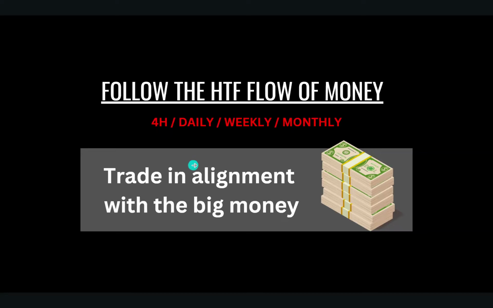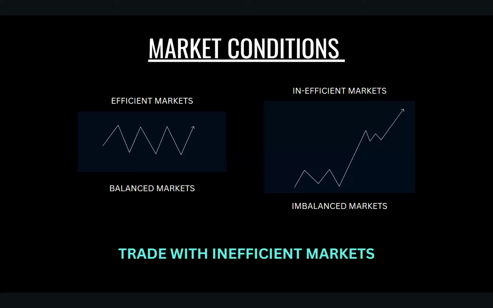So the key is to trade in alignment with the big money, because the big money is what moves the market. And you have to always think about this. That's why this is one of the most important parts of mastering this strategy, pretty much most strategies. So what happens is we get different market conditions. We get efficient market conditions, which is a balanced market. And you can see we get more of a ranging market.